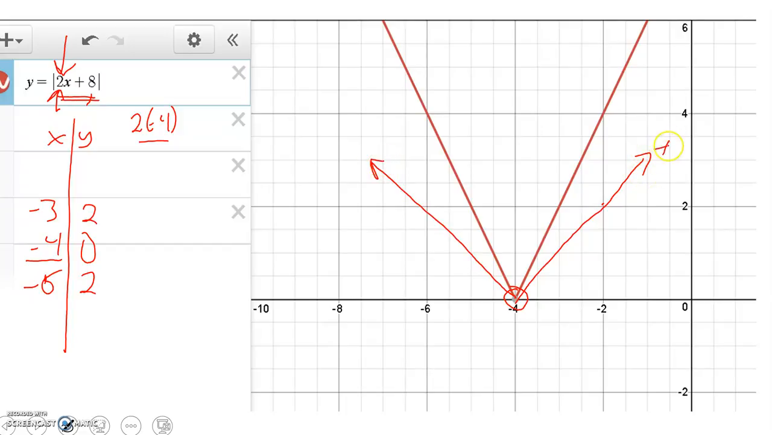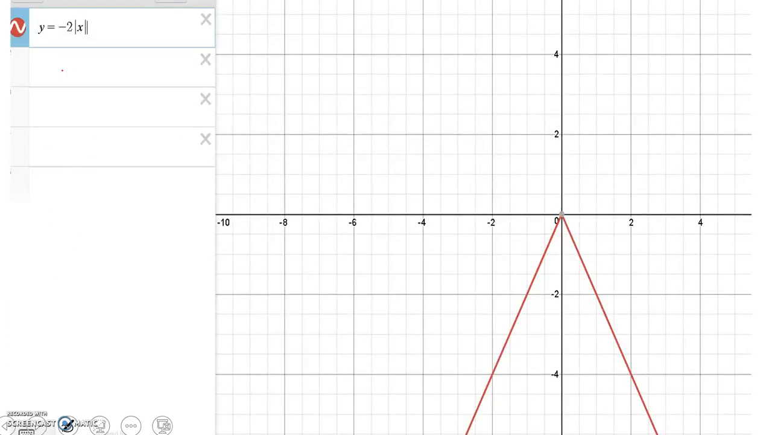Here the slope is +1, but here the slope is +2. Here the slope was -1 because it's down 1 and over 1, but in this line the slope is -2. So this number here also affects the slopes of the two parts of the v that make up the absolute value equation.